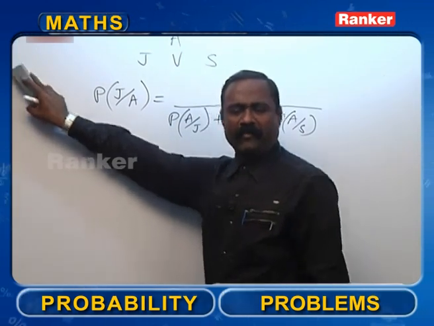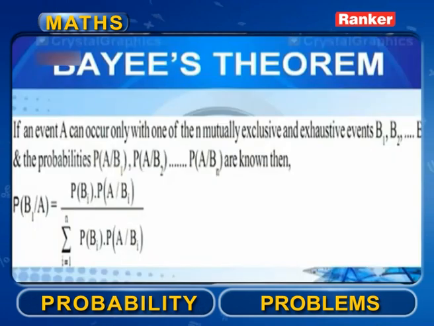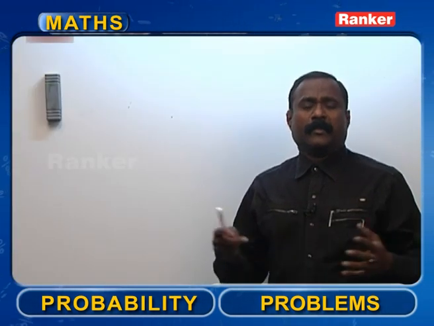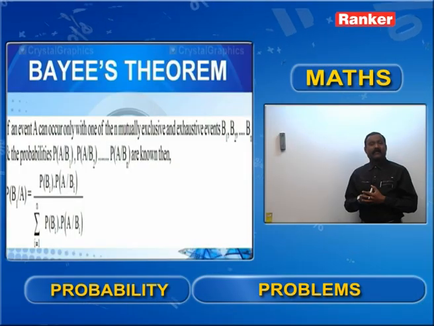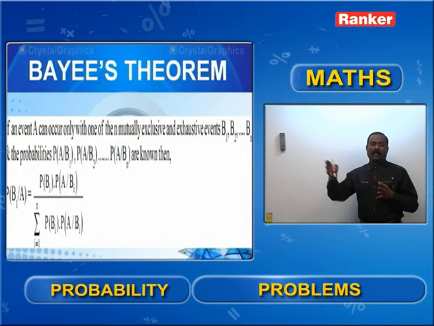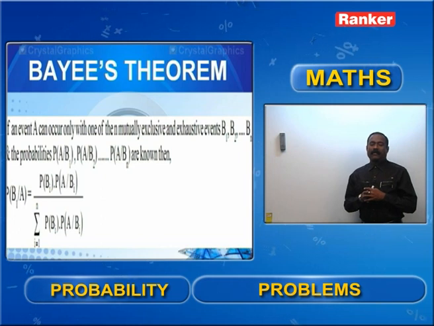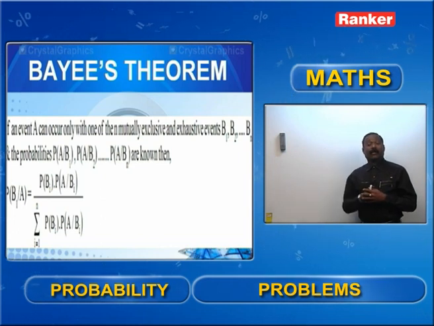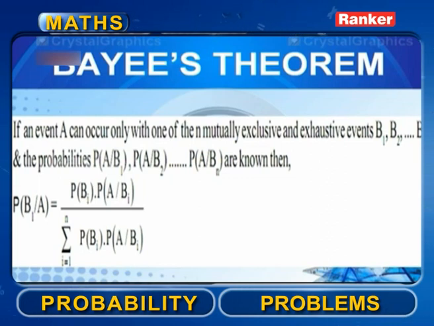Now, if you go through the definition which is on the slide, you can see that, please. That is Bayes theorem. If an event A can occur only with one of the n mutually exclusive and exhaustive events, what does it mean by mutually exclusive and exhaustive events? Nothing is common to them. Their intersection is always phi. That means that all the events B1, B2, B3, and so on, Bn are mutually exclusive and exhaustive events.